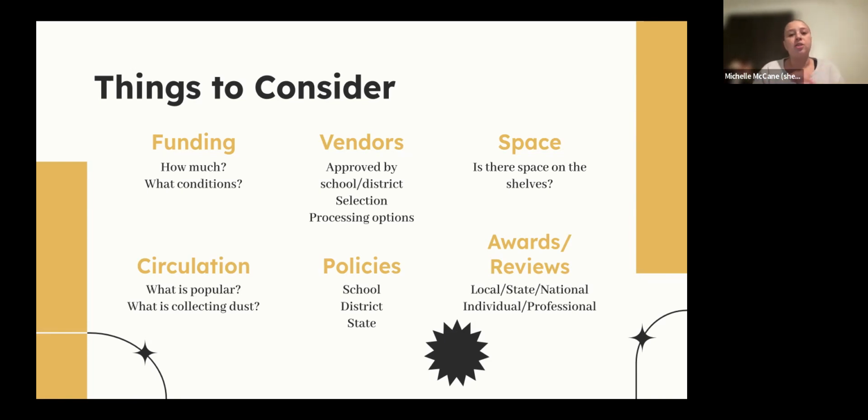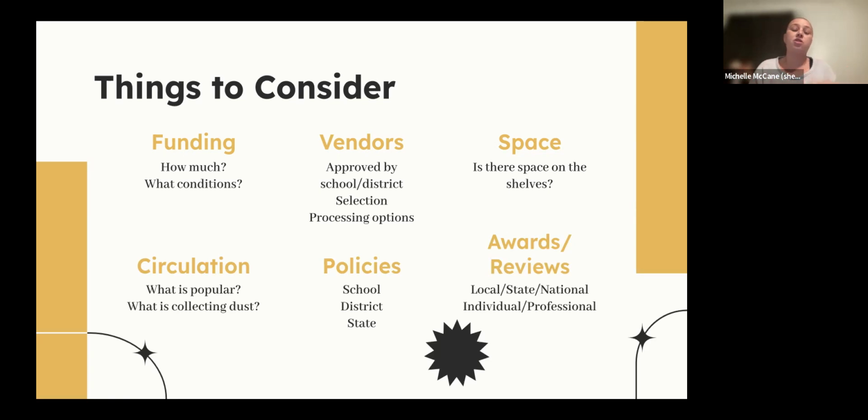What is your circulation? What's popular? What's collecting dust? 3 years ago, I took over a library space that was packed full of books. I mean, it was amazing the number of books that we had. And then I dove into the collection and realized nobody's checking these out. And in fact, I was pulling out brand new books that were over 20 years old. The spines had never been touched because it was just overwhelming to students.